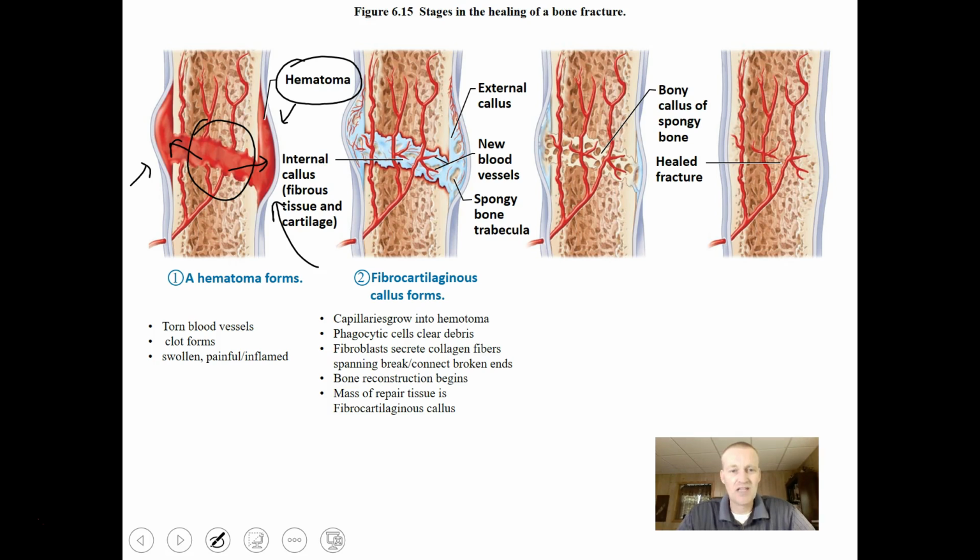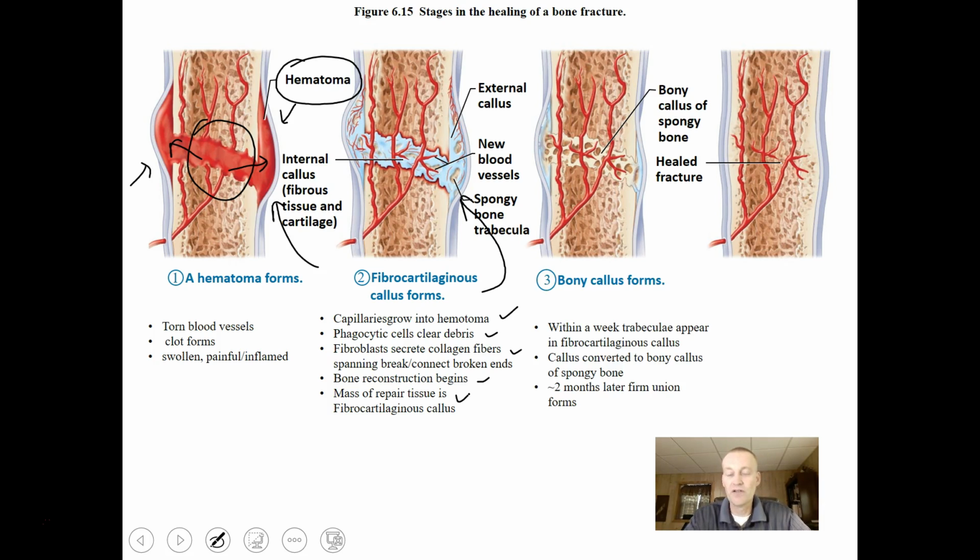In a second stage of bone healing, a fibrocartilaginous callus will form. You can see that material fills in that space there. You get capillaries that grow. You get phagocytic cells that come in, like macrophages, that will eat up all the debris. There will be collagen fibers that fibroblasts will secrete, and then you'll get bone reconstruction, and eventually the fibrocartilaginous callus will be replaced.